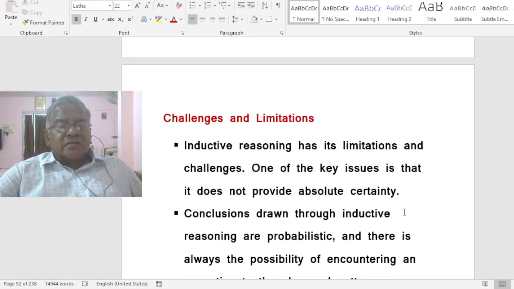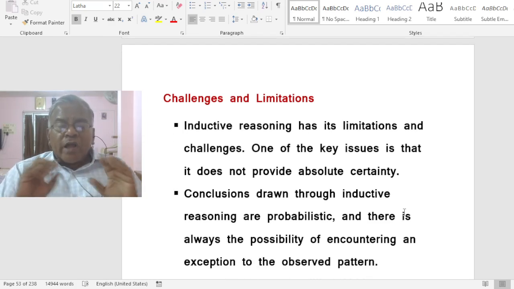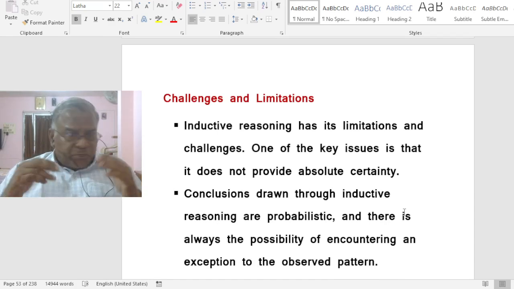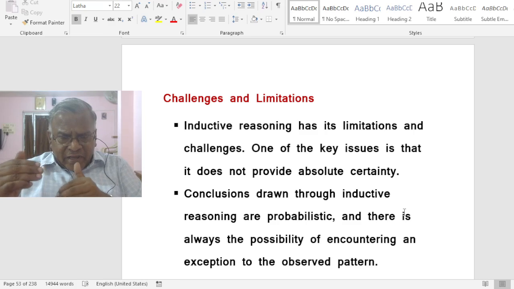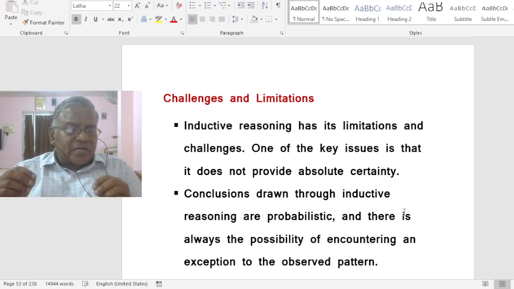Then what are the challenges and limitations with regard to inductive reasoning? Inductive reasoning has its limitations and challenges. One of the key issues is that it doesn't provide absolute certainty. It will be probable, yes. It may be near to the truth, but may not be absolute truth. It may not be absolute certainty, in other words. So only the degree of probability we can speak about with regard to the conclusions of inductive reasoning.